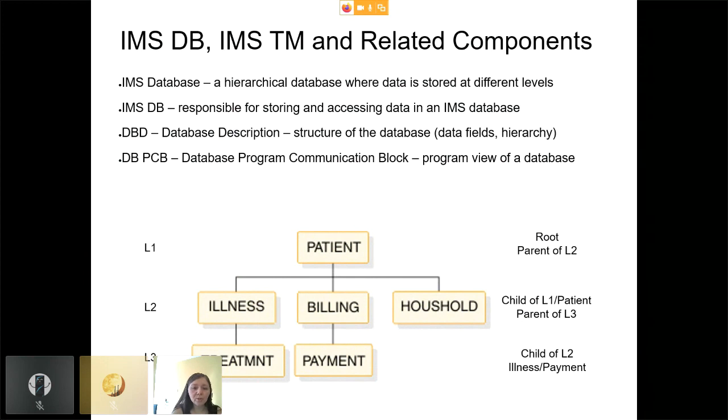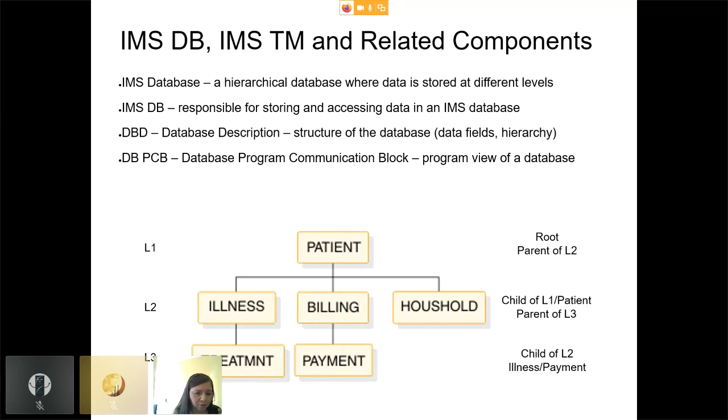So a person comes into a hospital and you can have patients, say we have 10 patients, patient 1 to 10 in a database. It could have information like emergency contacts, and that's the data of the patient segment, which is really a record for the database. Now, if you look at level 2, you have illness, billing, and household. Those are called children of the patient, and the patient is their parent. And there is a direct relationship.